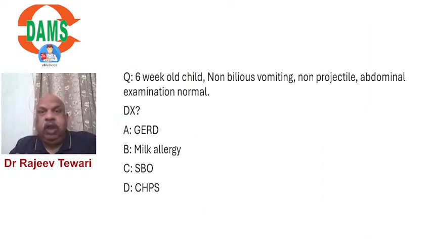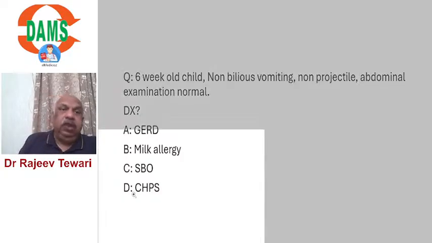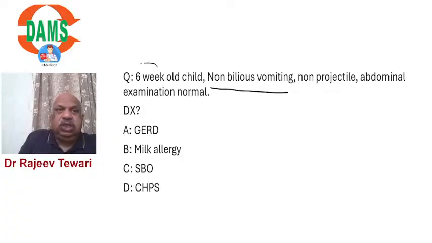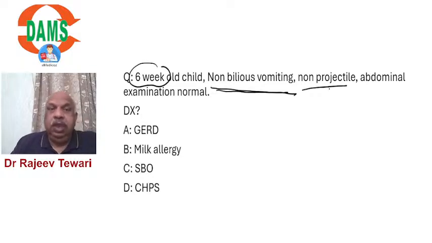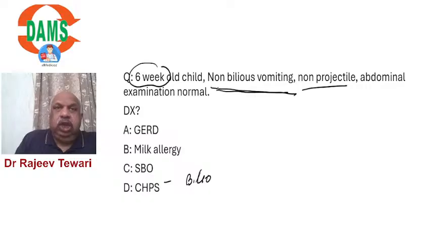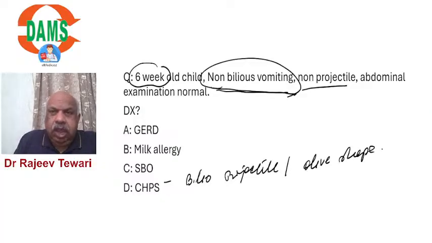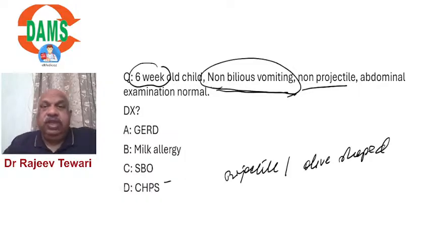A 6-week-old child, non-bilious vomiting, non-projectile, abdominal examination normal. Now this question is tricky. They have really trapped you. Unfortunately, I think many of you must have answered CHPS, which is wrong, because number one, the age is confusing. Non-bilious is fine, but non-projectile and no lump. In CHPS, the vomiting should be projectile, number one. Number two, olive-shaped lump, and maybe left to right peristalsis, which was also not mentioned. So without lump, non-projectile, I will not make a CHPS diagnosis.